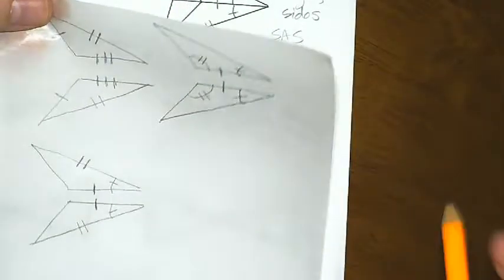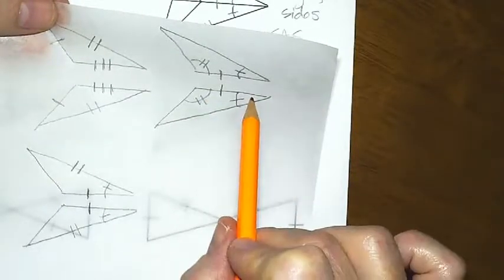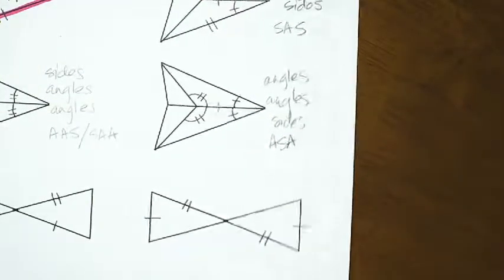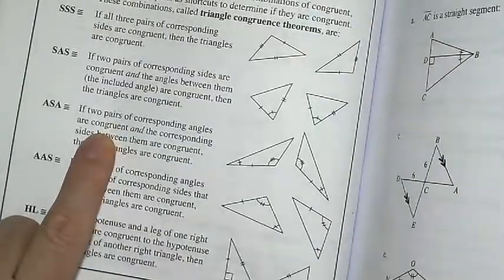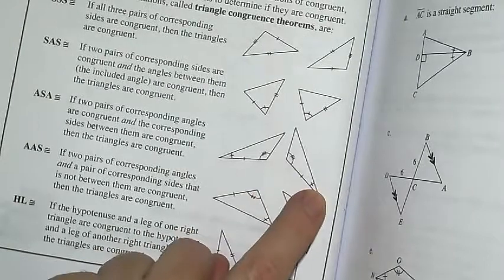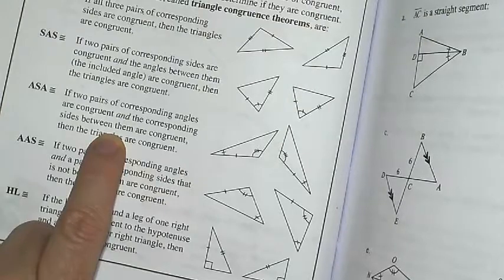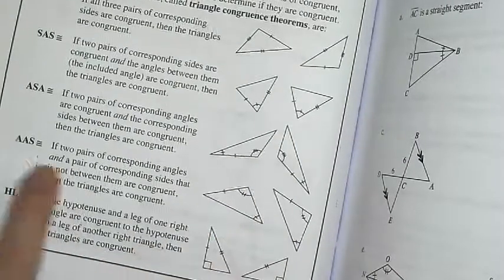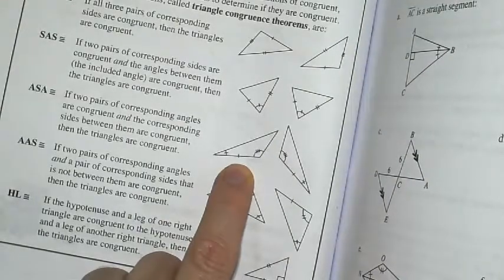Now, is that side included in between the two angles? Yes, it is. So the answer would be angle, side, angle, not angle, angle, side. So let's read that one together. If two pairs of corresponding angles are congruent, two angles congruent to two angles, and the corresponding sides between them are congruent, then the triangles are congruent. So if you had put angle, angle, side, or side, angle, angle, you would have gotten this one wrong. It's actually angle, side, angle.